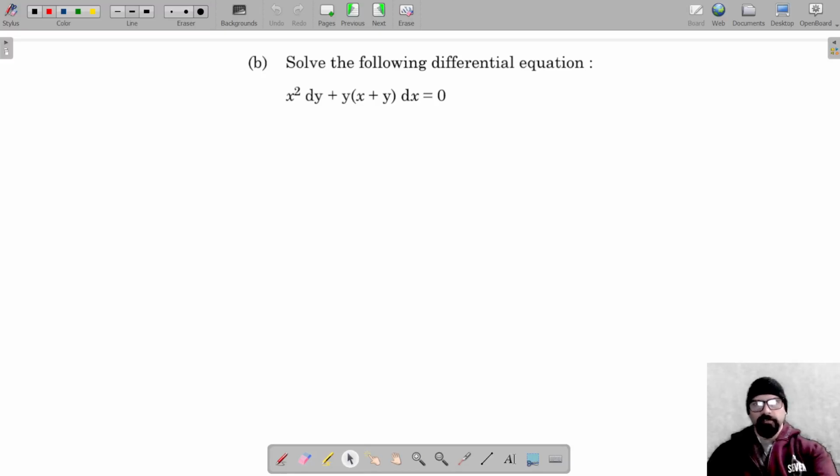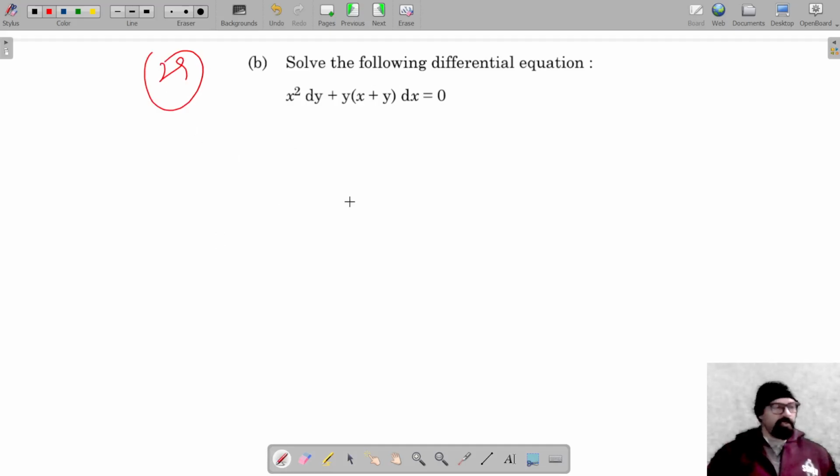Okay, for the next question, this is question number 29 part B, and we have to solve the following differential equation. To solve this differential equation, let's try to get this into a known form, that is the linear differential equation form. So I'm going to divide each and every term by dx by x².